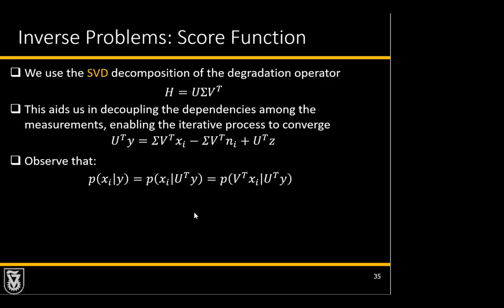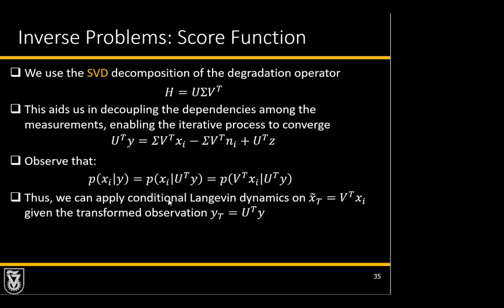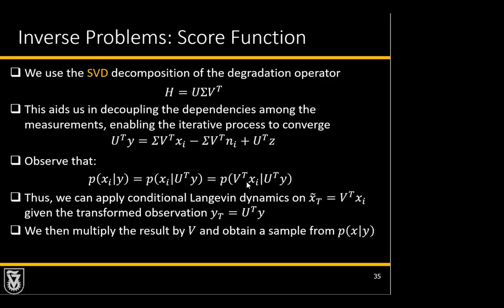Because of this equivalence, we can apply the Langevin Dynamics algorithm on U transpose y and V transpose xi. In the end, we'll get a sample from this distribution, which is V transpose xi. And I can just multiply it by V and obtain my sample from P of x given y, because it is the same distribution. That's how I can sample from the posterior.